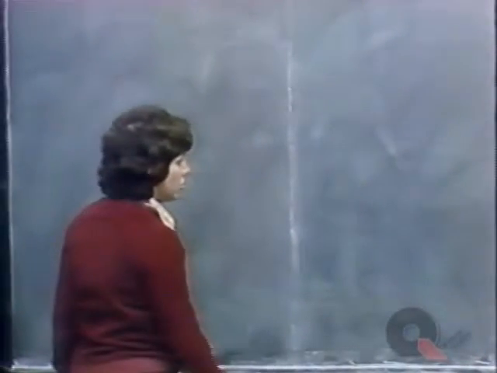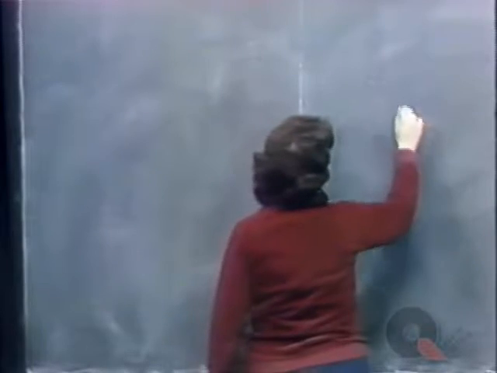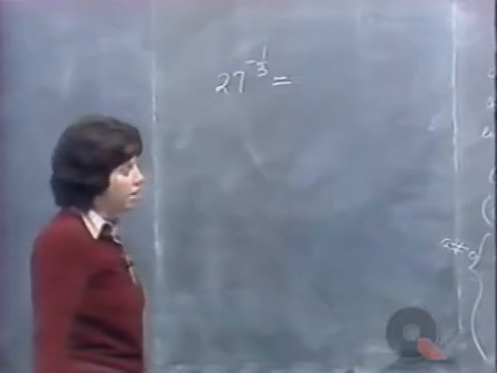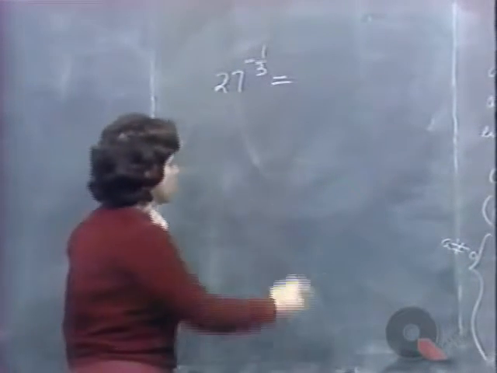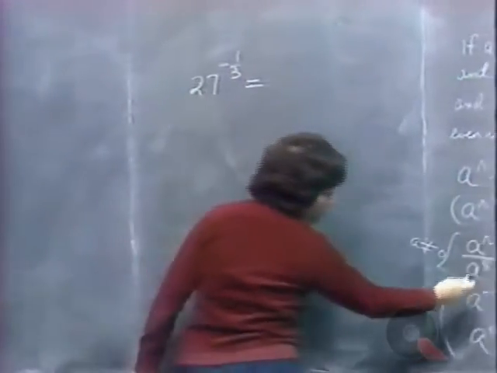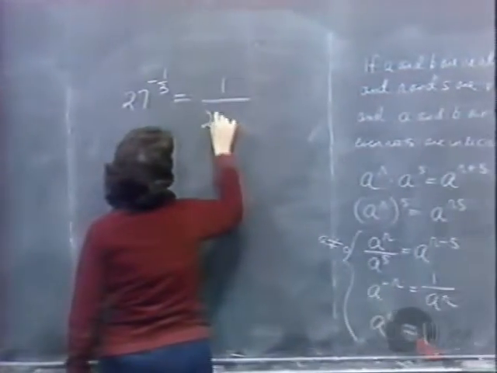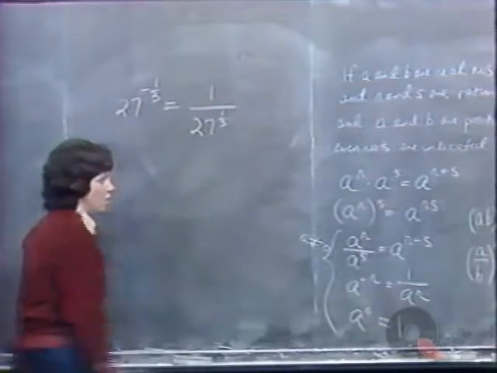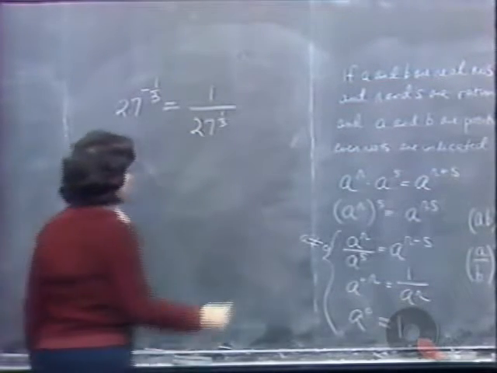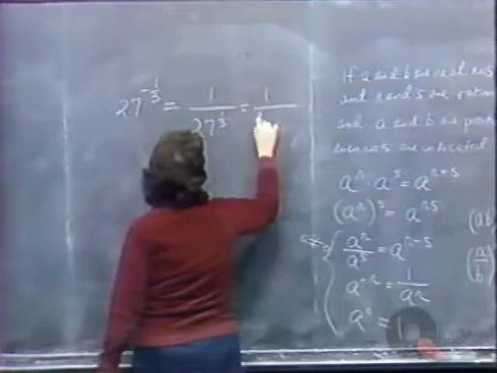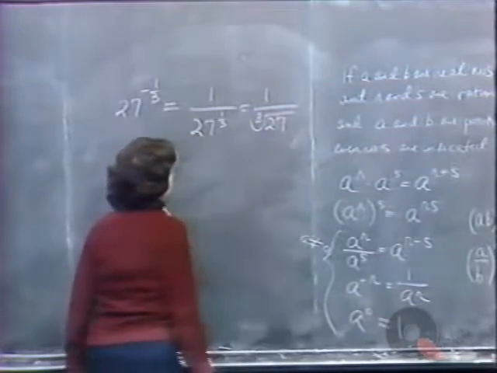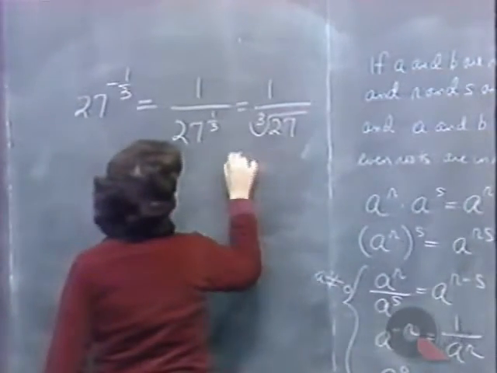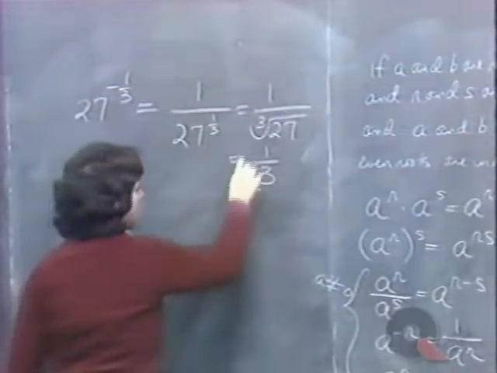Okay, so let's say we wanted to come up with a value for 27 to the minus 1/3 power. We wanted to evaluate that. That can be handled by saying 27 to the minus 1/3 power is 1 over 27 to the 1/3 power, using the fact that a to the minus r is 1 over a to the r. 27 to the 1/3 power, of course, refers to the cube root of 27. That is, that number which when multiplied by itself 3 times gives us 27. And of course, that's 3, so the answer is 1/3.